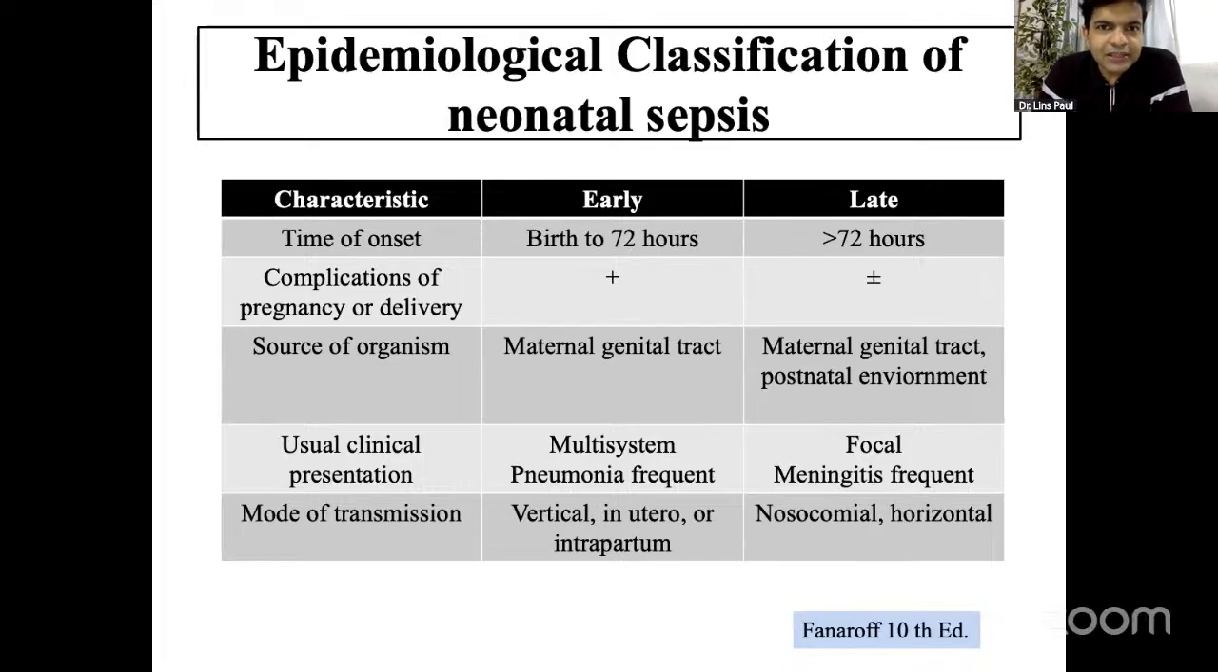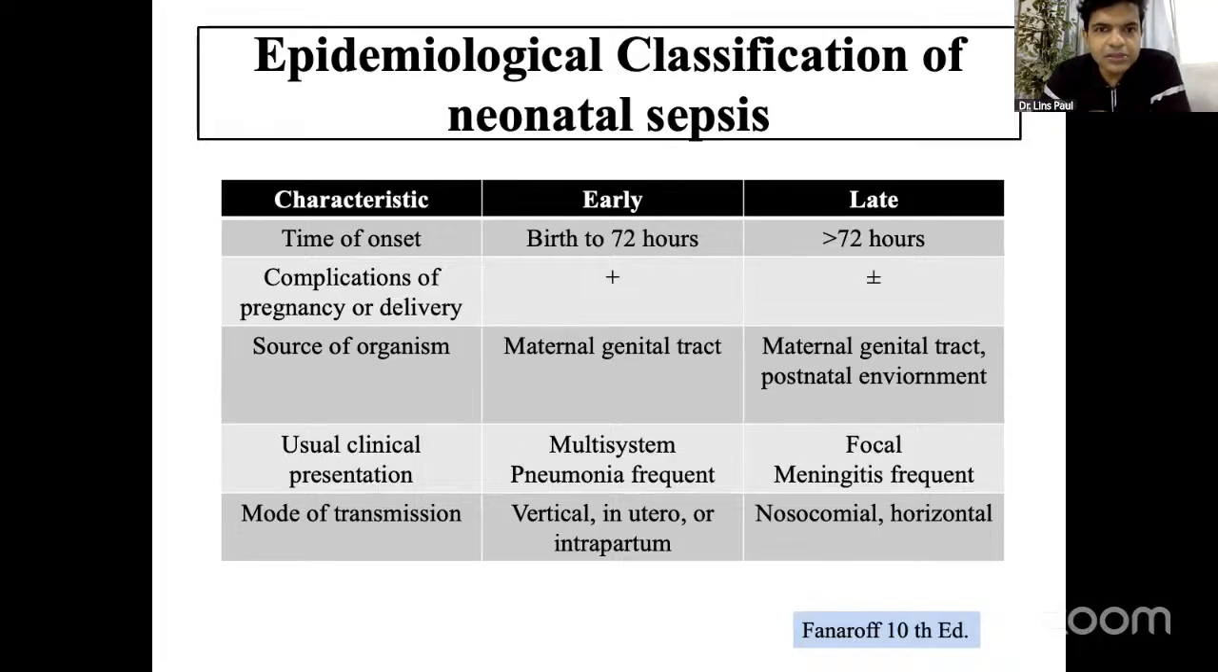We will classify neonatal sepsis based on the time of presentation of the symptoms, as early onset and late onset. Early onset is when symptoms present from birth till 72 hours. If the symptoms present after 72 hours, it is late onset neonatal sepsis. For early onset as well as late onset, the source of organisms, the clinical presentation and the causes are likely a little bit different.